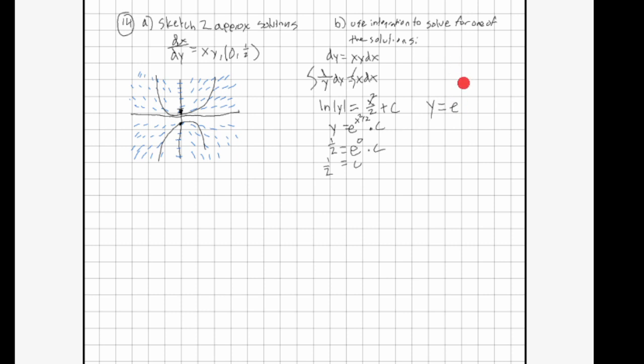So then our final equation would be y equals 1/2 e to the x squared over 2. Whoops, I'm going to fix that. And that is our final equation for part 2. And this is our graph for part 1.